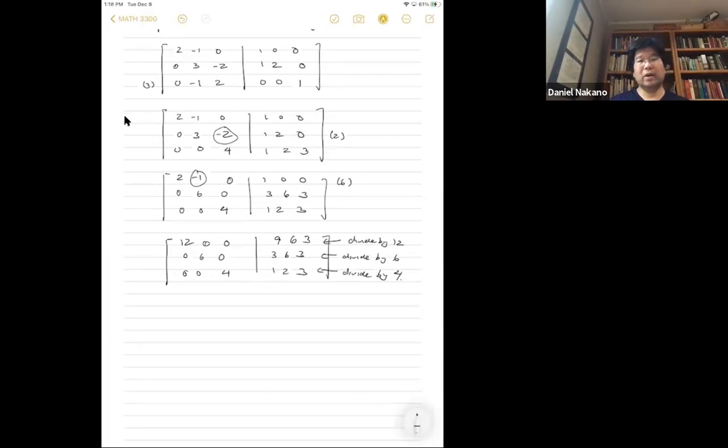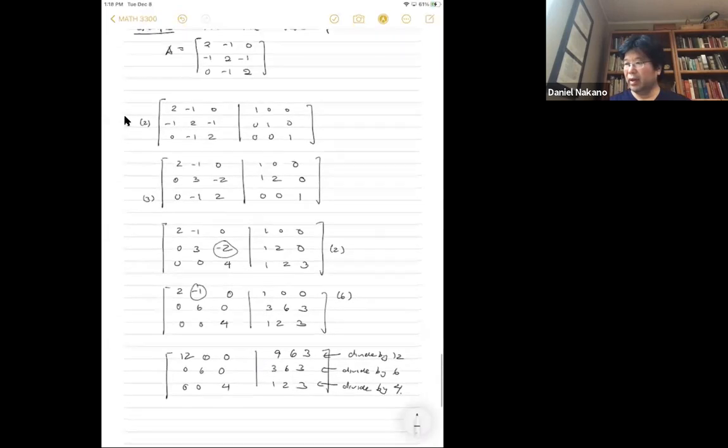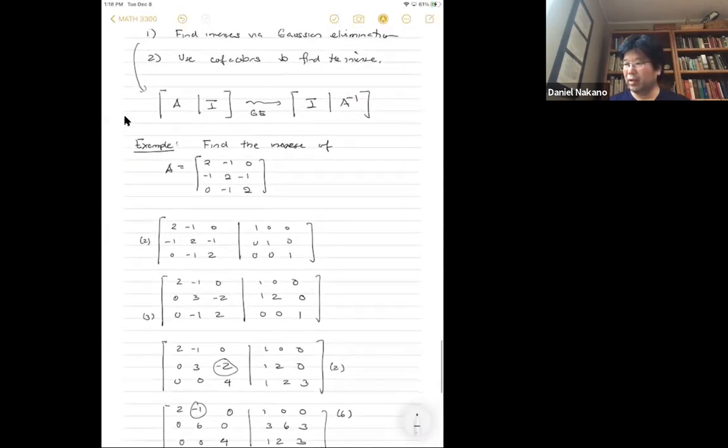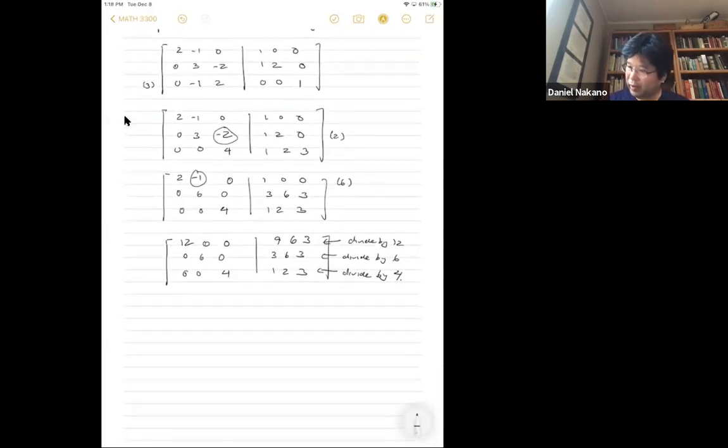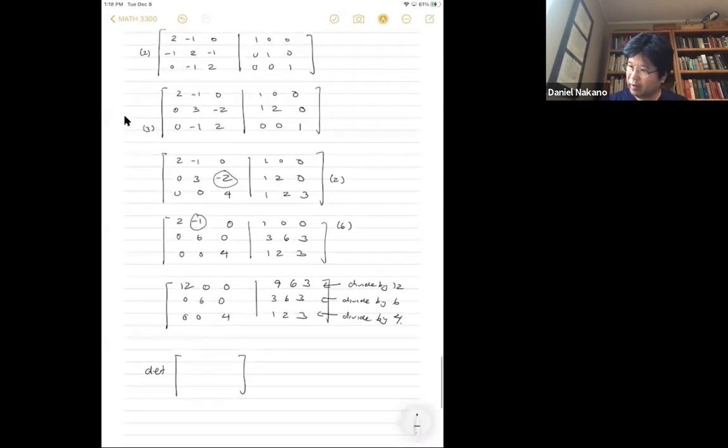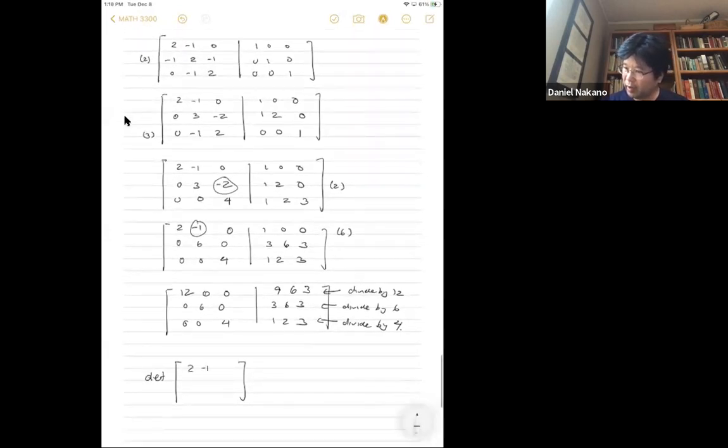Any questions on how to do this? All right, while we're at it, let's compute the determinant of A. Let's compute this out to see what we get. It's a symmetric matrix like this.